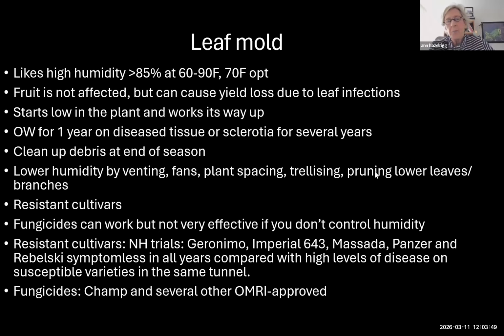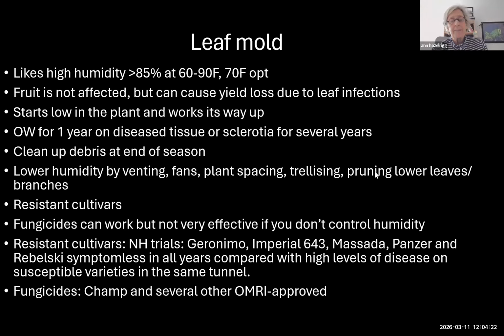This one likes high humidity and has a wide temperature range. The good thing is the fruit isn't affected, but it can cause yield loss due to all those leaf infections. It starts low in the plant and works its way up. It can overwinter for a year on diseased tissue, or in sclerotia for several years, which I just learned. I didn't know it had sclerotia, which is a long-term overwintering structure. So that's just a reason you want to clean up your houses when you're done.